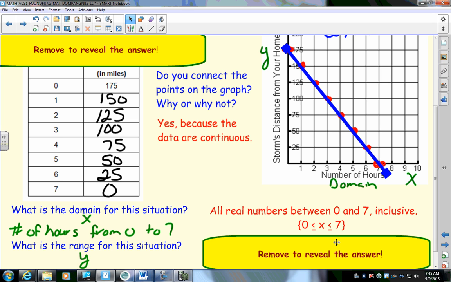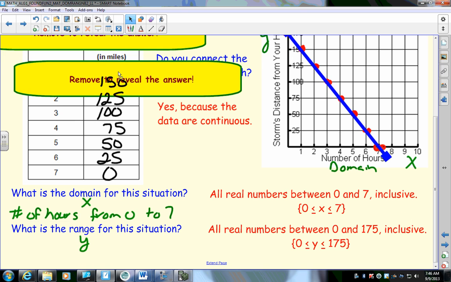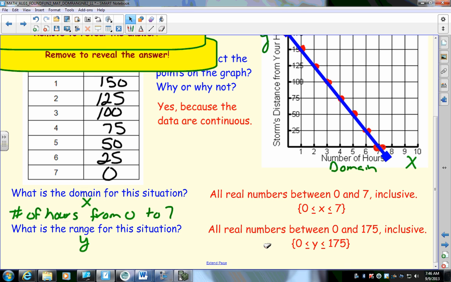Now the range, remember the range goes up and down. So in this case, it's all real numbers between 0 and 175 inclusive. It's every number between 0 and 175, including those numbers. And again, you have your set notation. The smaller number zero to the left, less than or equal to y, less than or equal to 175.